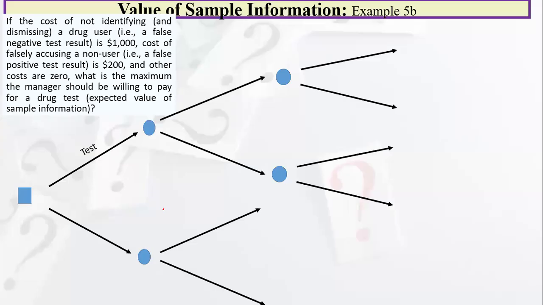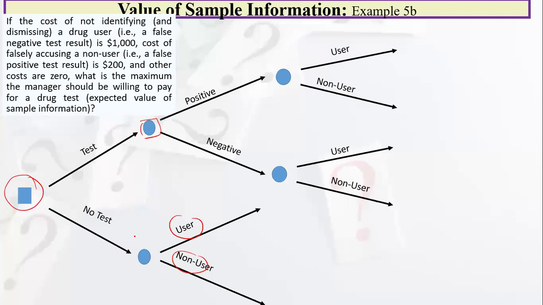So all that you need to do is, you're testing or not testing. So there are two alternatives here in the first place. If you test it, then it will be positive or negative. You understand me? So if it is positive, he is a drug user or not a drug user, right? If no test, could be drug user or not drug user. You know the probabilities: drug user, not a drug user.